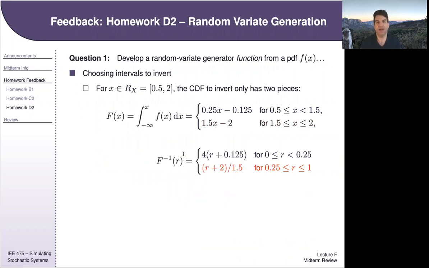And so on a midterm, I might now ask, all right, here's a random number, it's 0.5. What random variate comes out of your random variate generator? Well, if you didn't set up your ranges properly, you wouldn't know that 0.5 belongs down here in this second row. And if you did set it up right, you would evaluate in the second row, okay, 0.5 plus 0.2, that's 2.5 divided by 1.5.